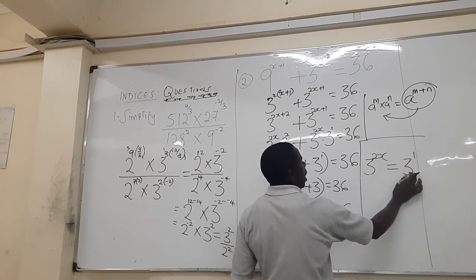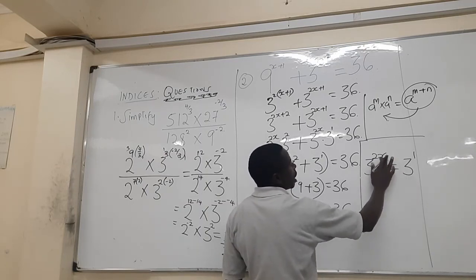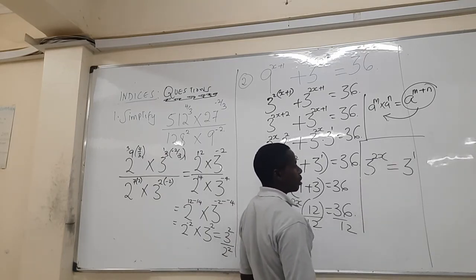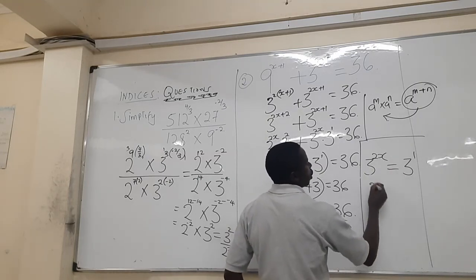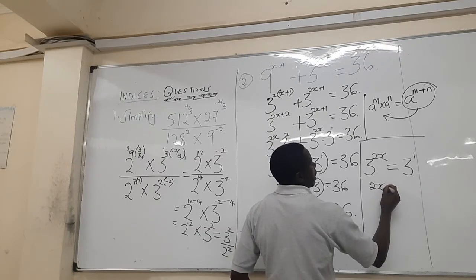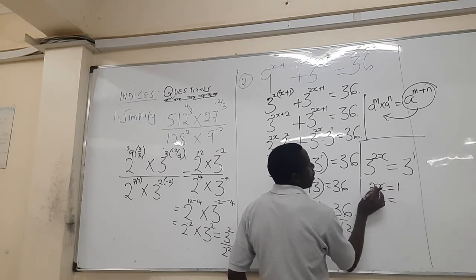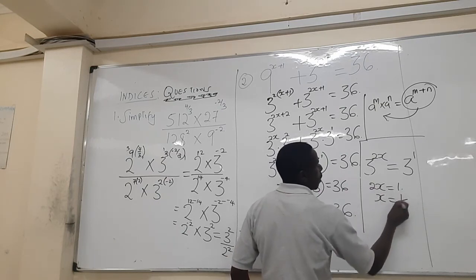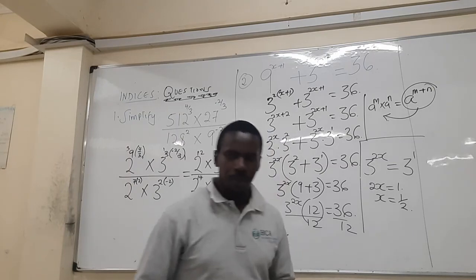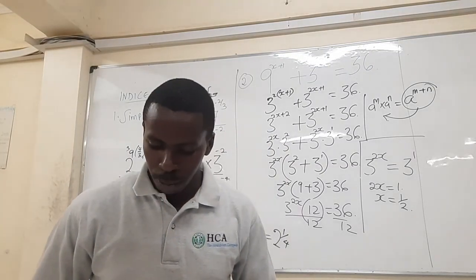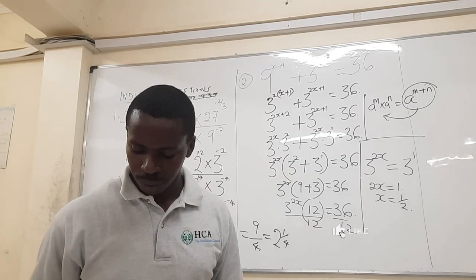If this is equal to that, and the bases are the same, we can conclude that the powers are the same. Or in other words, we can drop the bases. We have 2x is equal to 1. And then our x will be, we divide by 2 on both sides, 1 over 2, or simply a half. So that is how you can solve that kind of question.